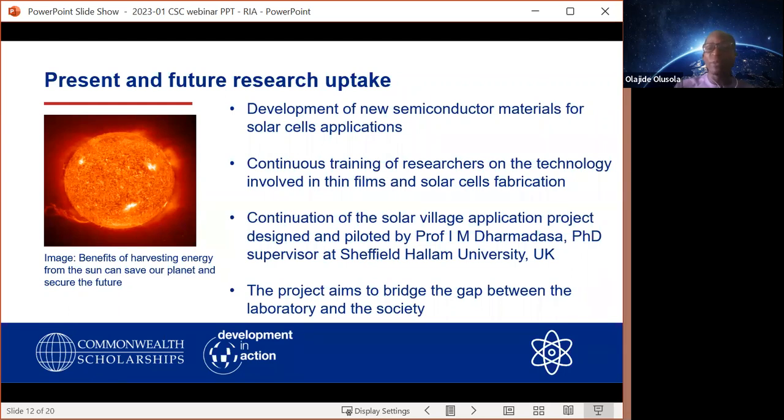From this work, I've been able to develop the materials for solar cell applications, and presently I'm working on some new materials for solar cell applications in our research group here at FUTA in Nigeria. We are continually training researchers on the technology involved in thin films and solar cell fabrication, and we are also continuing the solar village application project that was designed and piloted by Professor I.M. Dharmadasa, my previous supervisor at Sheffield Hallam, UK. This solar village project aims to bridge the gap between the laboratory and the society.